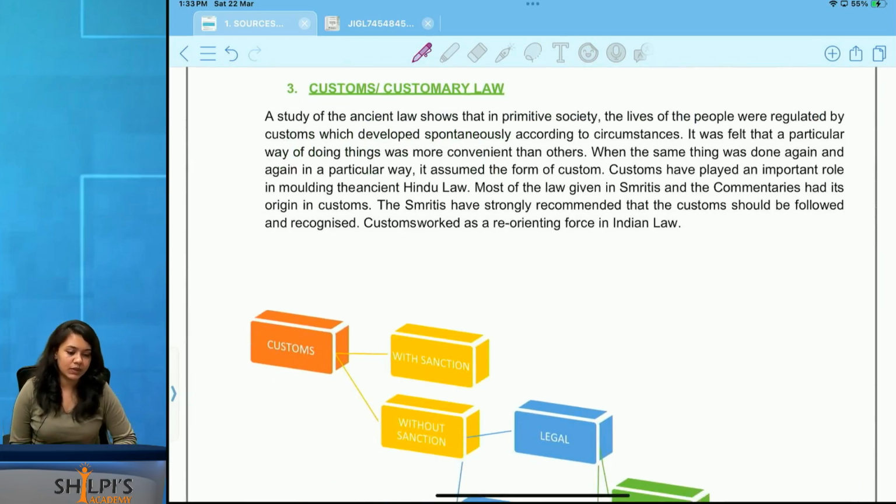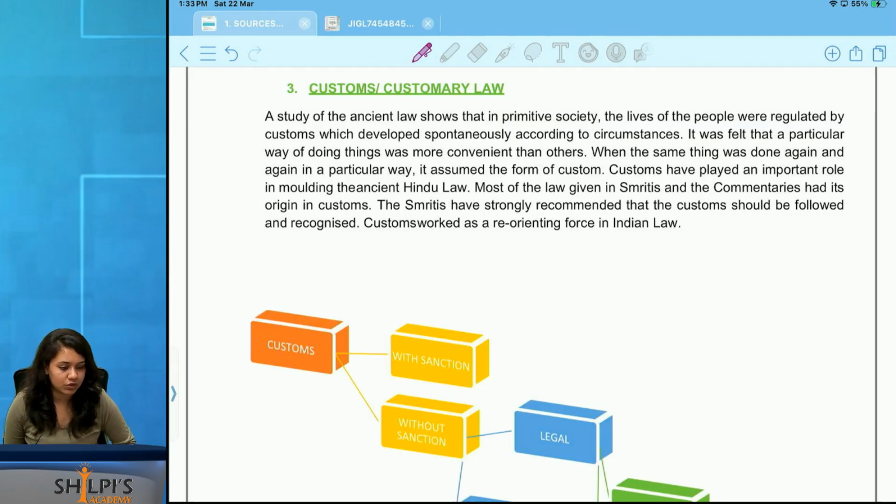The next one that we have are customs or customary law. Now, when we look at customs, they are a series of actions or certain activities that people have done over a period of time that they found convenient or efficient in the manner of doing. And over time, it has been implemented so many times, or this has been done in a certain way, that it by itself has become a law.